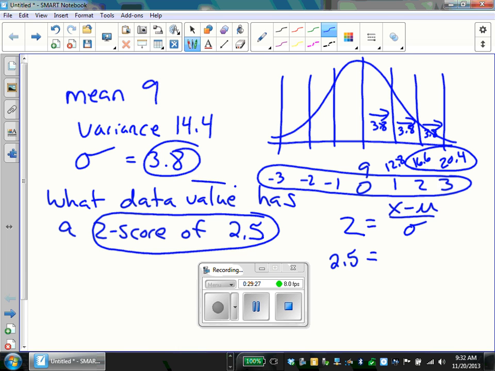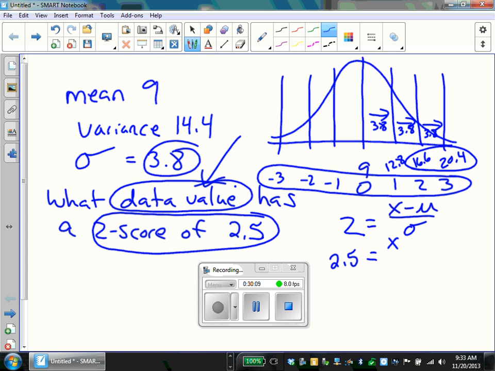I want to know what data value, which variable represents the data value. That's what I'm looking for. Which variable is the data value? If I want to know the specific data value, which one of these variables is the data value? What's the mu? The mu is the mean. The sigma is the standard deviation. What's the x? The x is the specific data value. So when this says, what is the data value, I'm going to be solving for the x in this case.